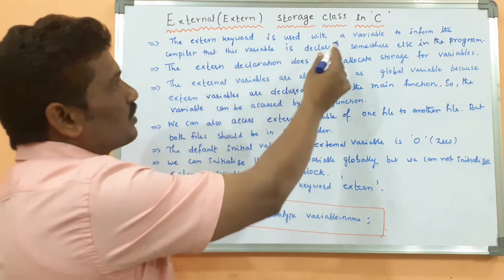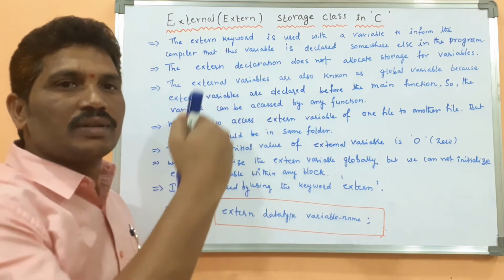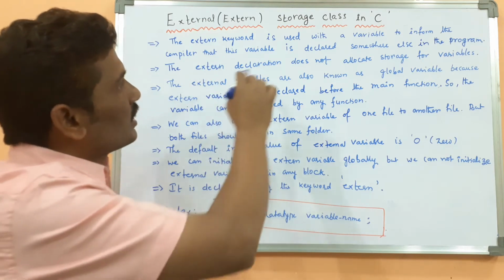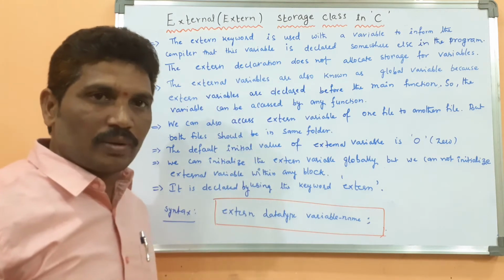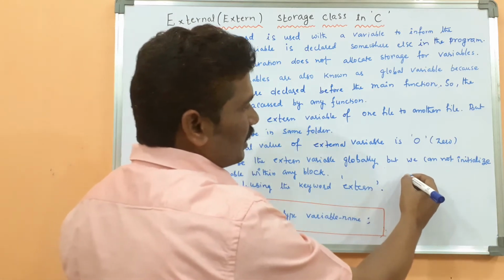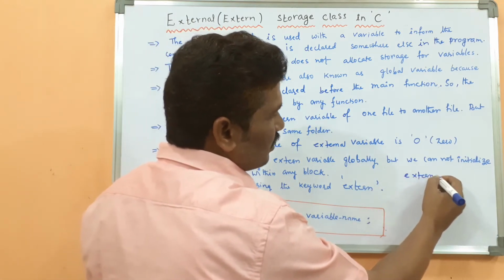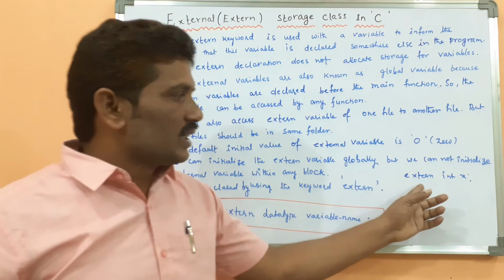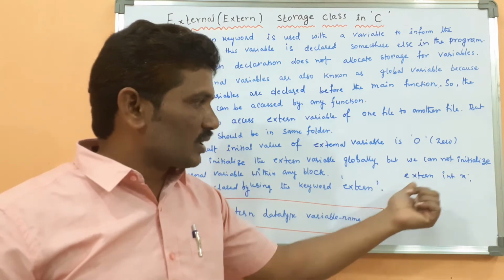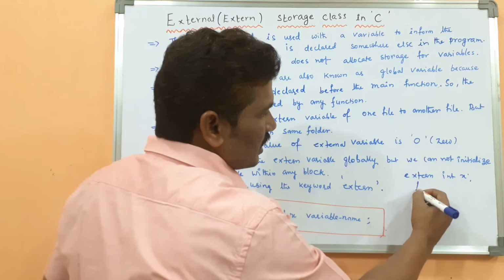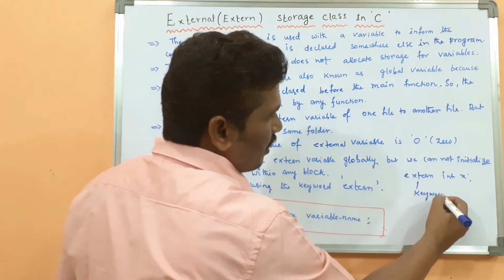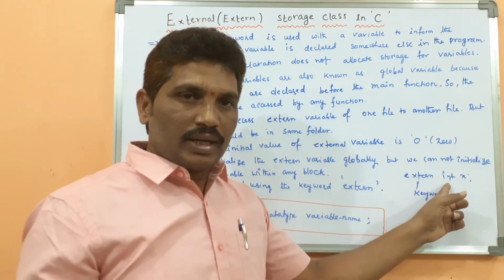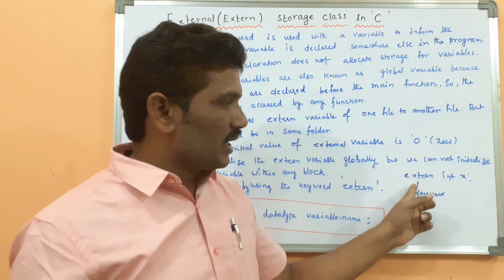The extern keyword is used with a variable. Whenever the extern keyword is used with a variable, it informs the compiler that this variable is declared somewhere else in the program. What is the meaning of extern int x? Extern is a keyword, int is a data type, x is a variable. The variable x is declared as an integer data type with the extern keyword.